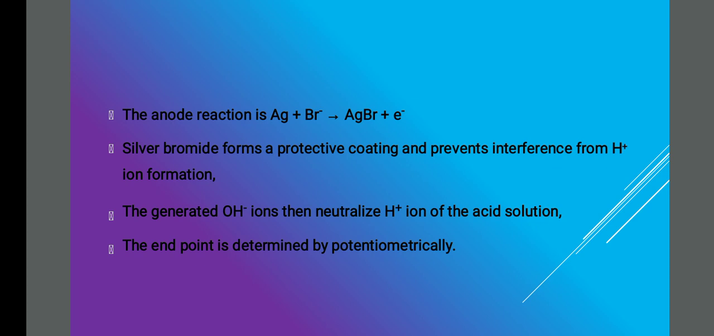Now what happens is the silver bromide forms a protective coating and prevents the interface from H plus ion formation. H plus ion formation நடக்க விடாம இது பார்த்துக்கும். அப்புறம் the generated OH minus ion is then neutralized by the H plus ion of the acid solution. சரியா, இந்த H2 வருதுல அதுலேருந்து generate ஆகாமல் இது பார்த்துக்கும். The OH minus ions are neutralized by the H plus ions of the acid solution and the end point is detected potentiometrically.